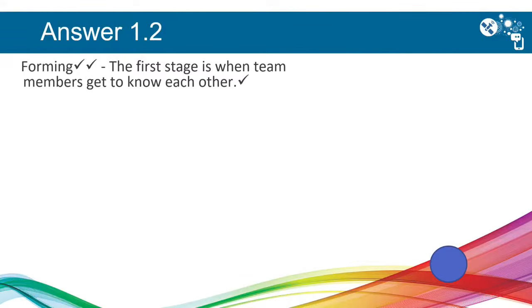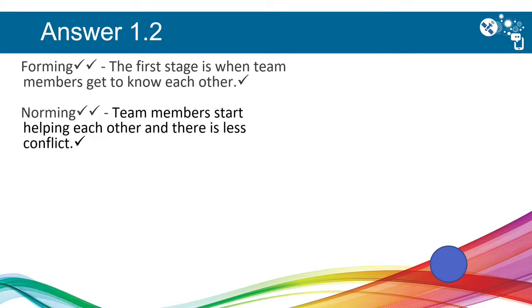Right, so now we get to the 1.2 part, the 2 other stages. Now the one was forming. I'm just going to say also there's something very important here. The marker is only going to mark the first 2 because it says 2 other stages. The moment that there's a qualification on that question, then the marker is instructed to only consider the first 2 responses. So the one is forming. The first stage is when the team members get to know each other. You can see that the 2 marks go for the naming of the stage, and then just 1 sentence for the discussion. Right, and the second one, norming: team members start helping each other and there is less conflict.